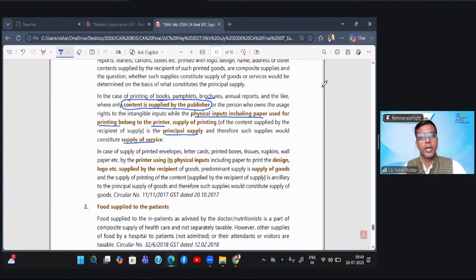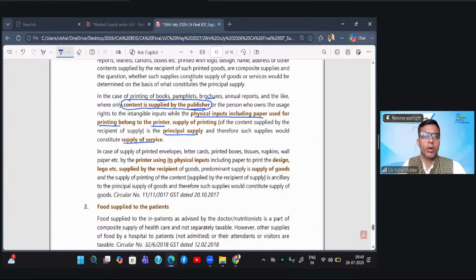So what it means is that what content is to be printed is provided by me. So I am, let us say, the author of a book. I have written a book on real estate GST. Now the entire content is mine. Now when I go to the printing person, yes, definitely for the book, the entire paper, the ink, the outside hardboard, everything is of the printer, but the content belongs to me.